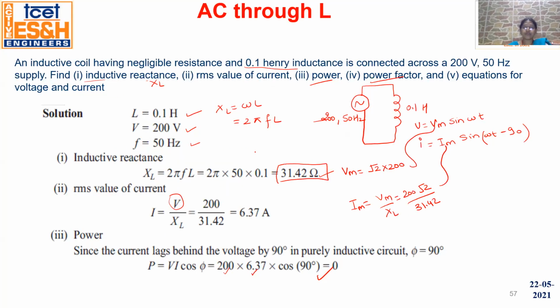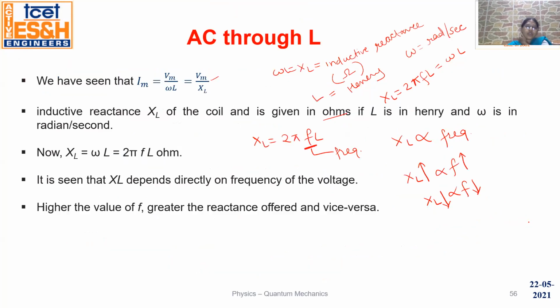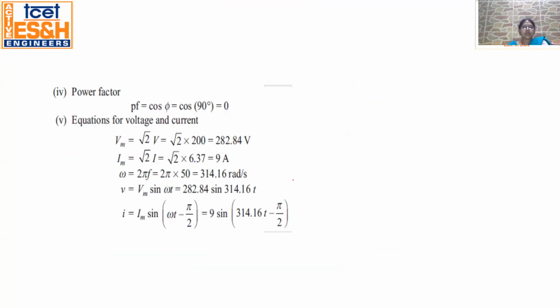Also you have to find omega. So omega is equal to 2 pi f, where f is 50 hertz. So 2 pi into 50 gives 314. Now you can write the equation here.